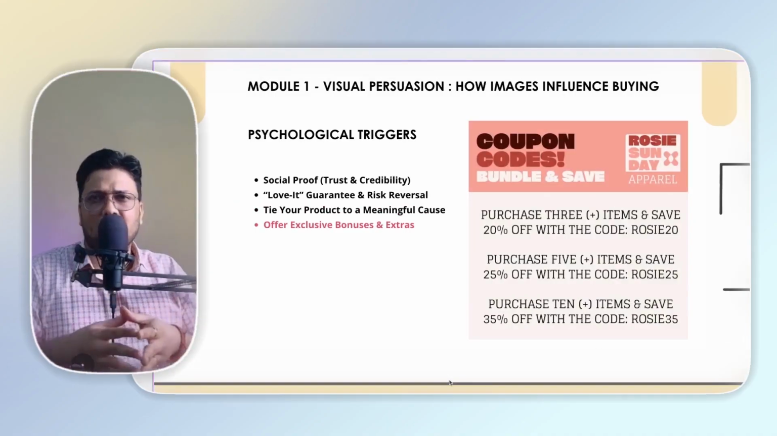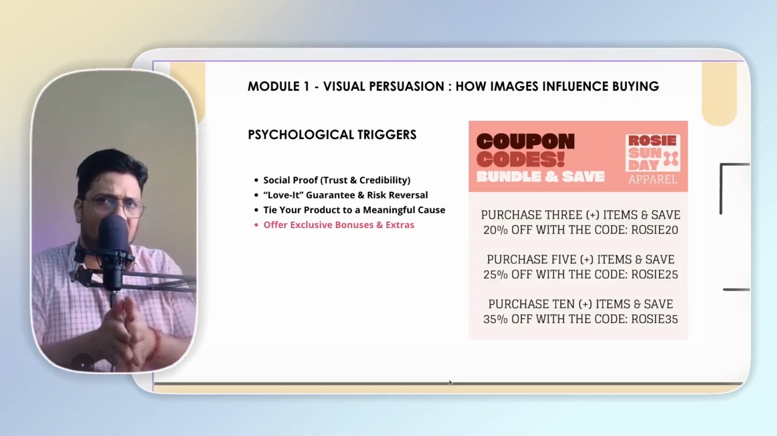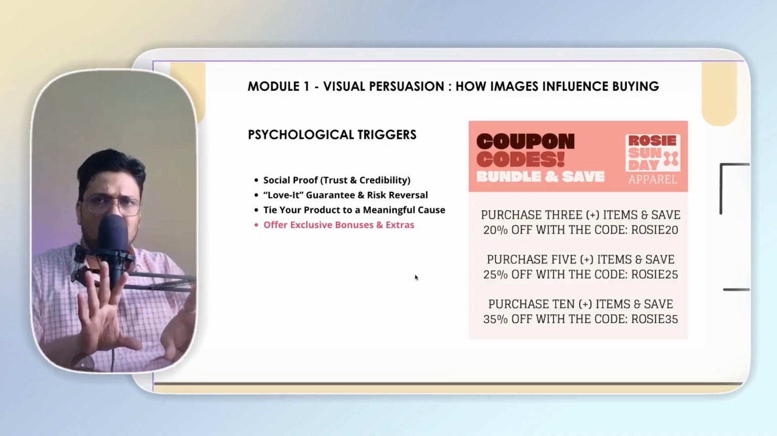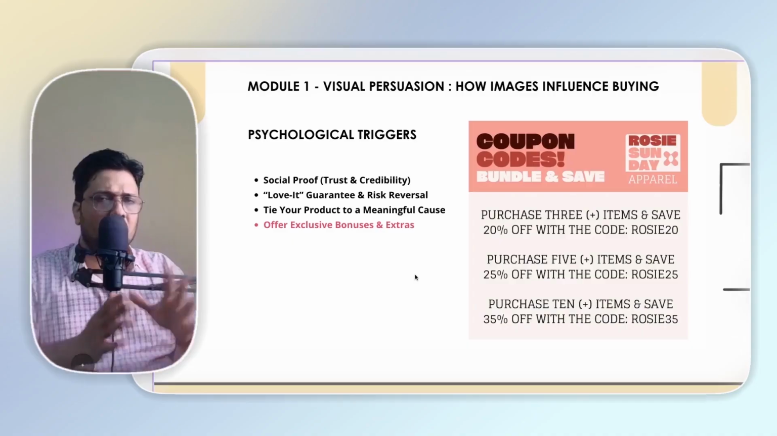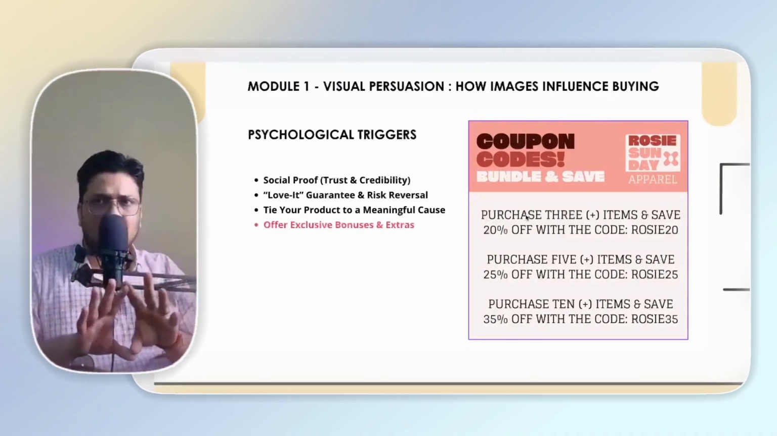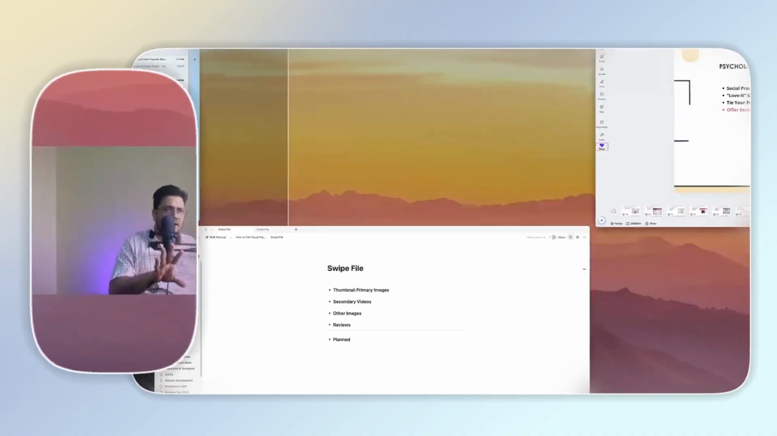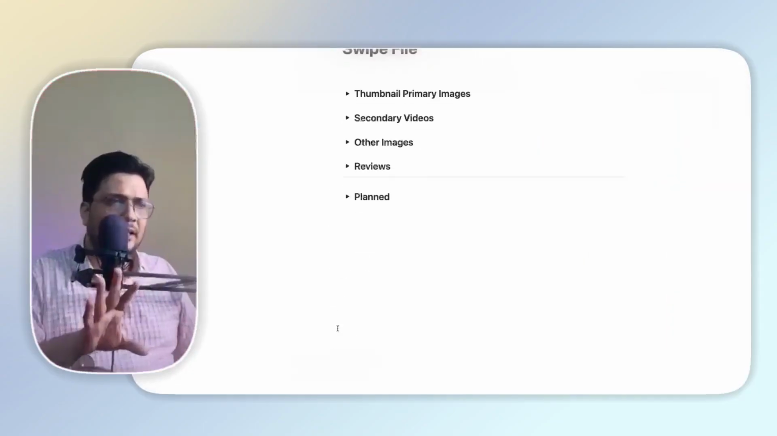And finally, you can also offer some exclusive bonuses and discounts. I think many Etsy sellers do this, so you can go ahead and offer some discounts. So that's all in module 1, visual persuasion. Let us get back to the swipe files that we created.